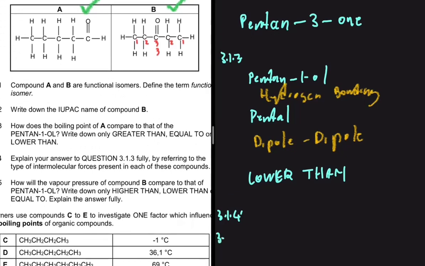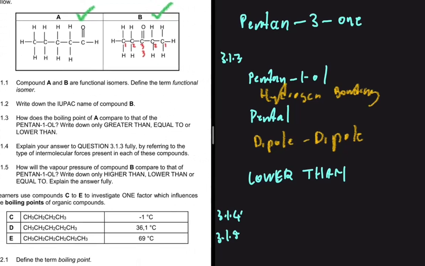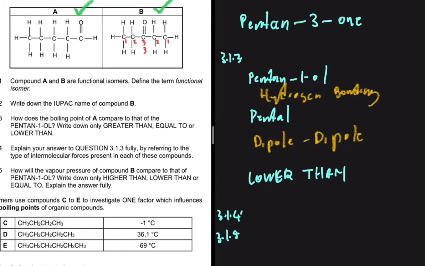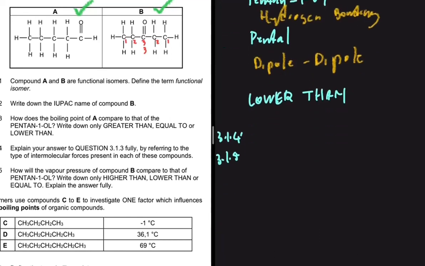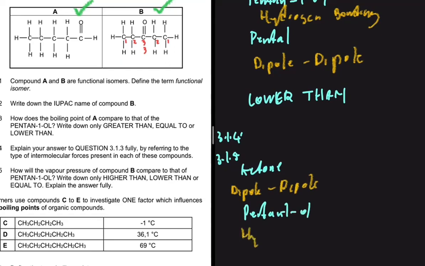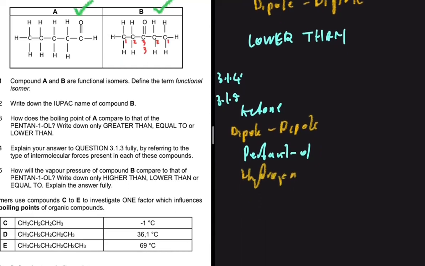Let's look at 3.1.5. How will the vapor pressure of compound B compare to that of pentan-1-ol? Write only higher than, lower than, or equal to. Explain the answer fully. So compound B, like we've already deduced, is a ketone. And which intermolecular forces do we find in ketones? We have dipole forces. And then in pentan-1-ol we have hydrogen bonding. So that will lead to the ketone having a higher vapor pressure compared to pentan-1-ol.